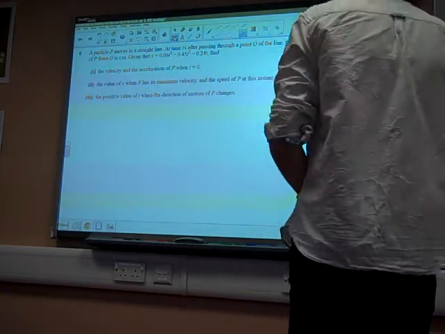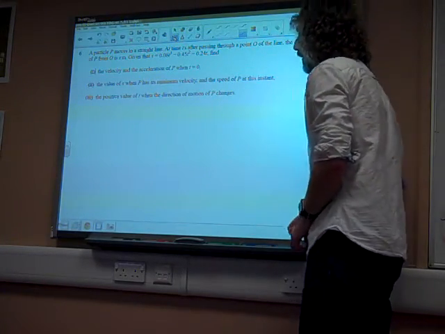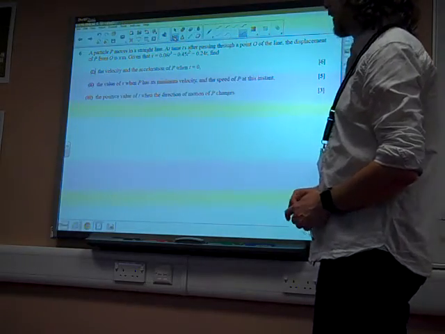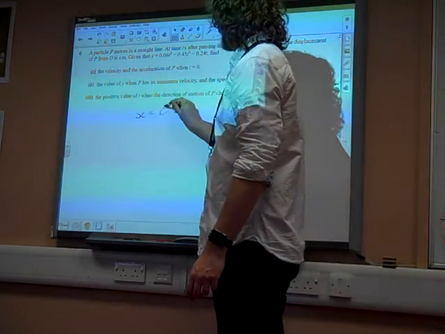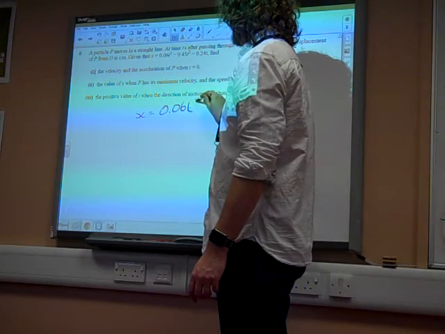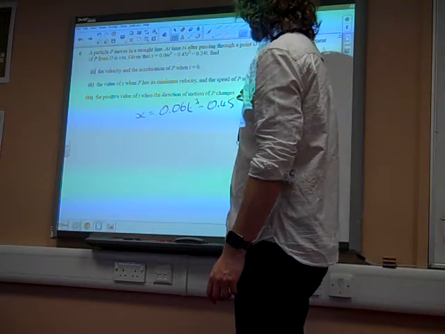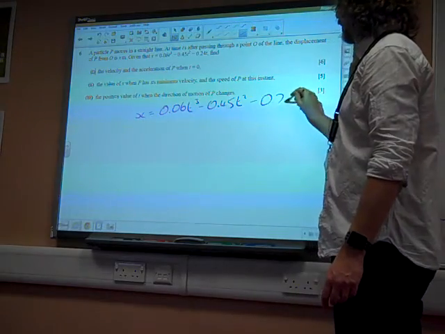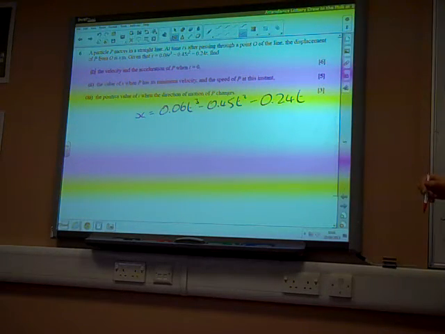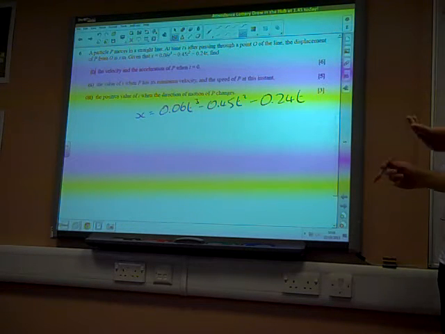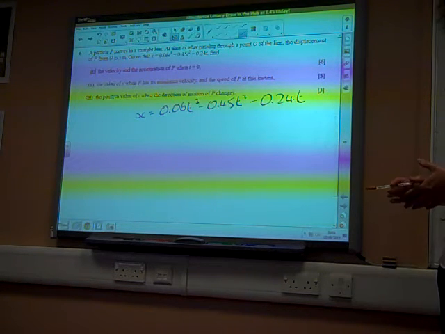A particle P moves in a straight line. At time t, the displacement is x, and we're given this equation. I'm going to write it because it looks nice. Find the velocity and acceleration of P when t equals 0. So this is about using calculus to deal with this.